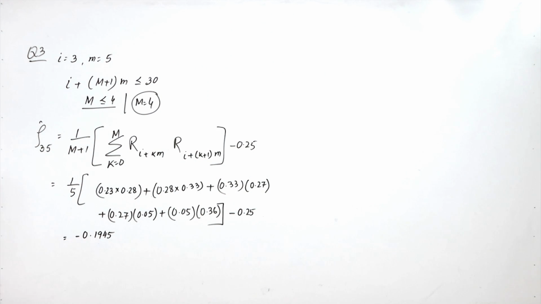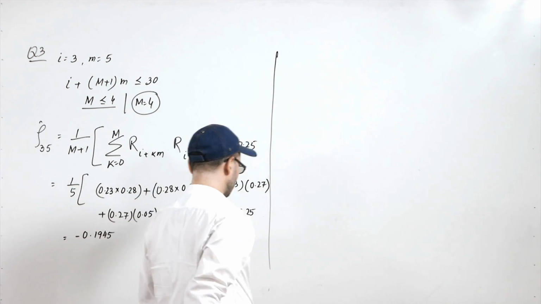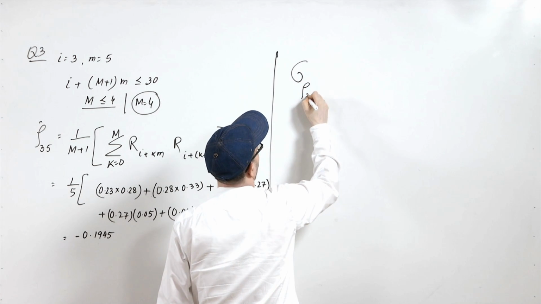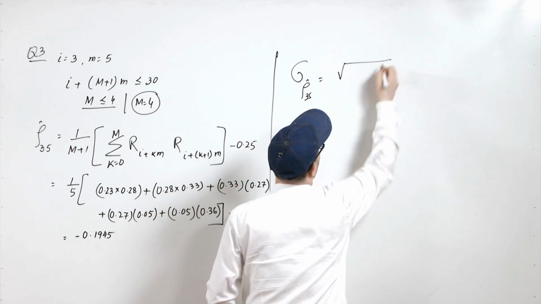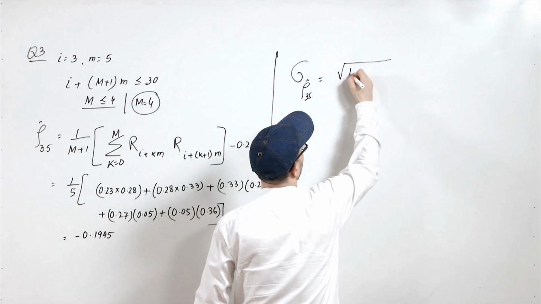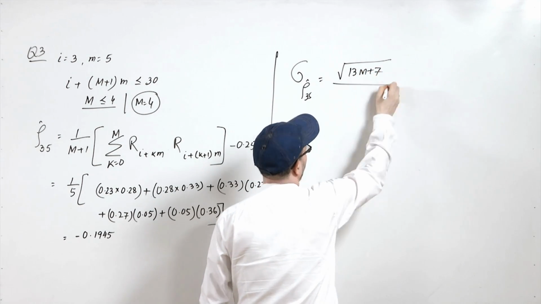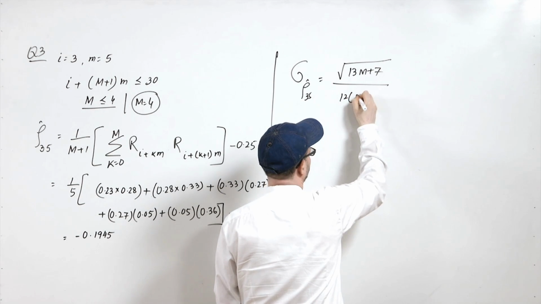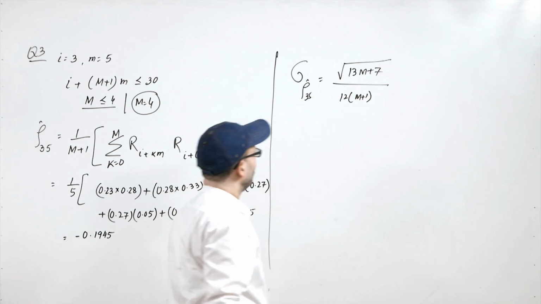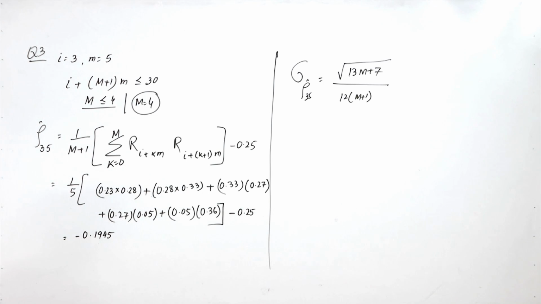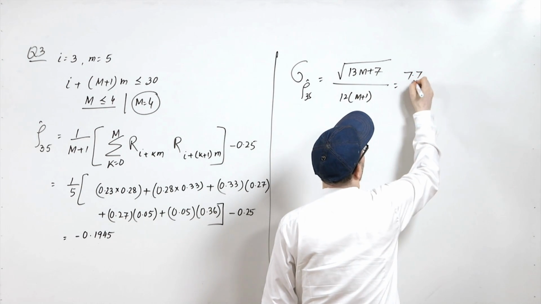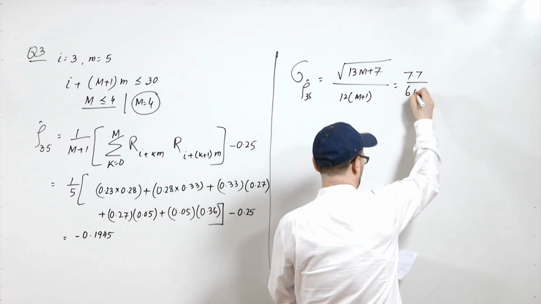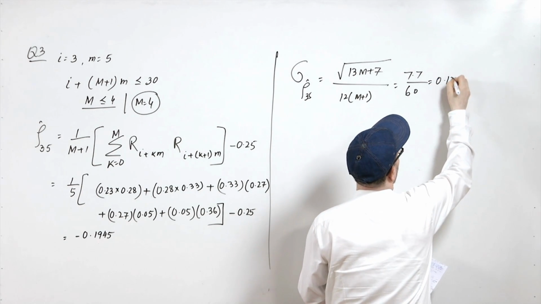Now, once we get this rho estimator for 3.5, then we get sigma rho 3.5. That is computed with the formula we have seen, square root of 13 m plus 7, divided by 12 into m plus 1. Here m is basically 4, so 13 into 4 plus 7 is 59, and its square root is close to 7.7, divided by 60. So, we are getting 0.128.